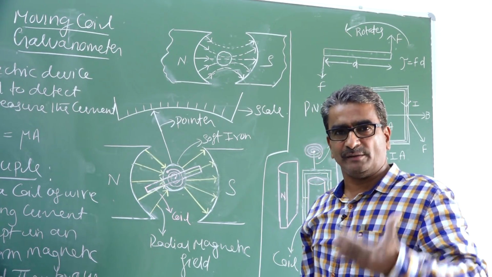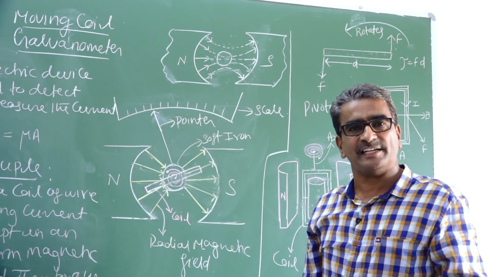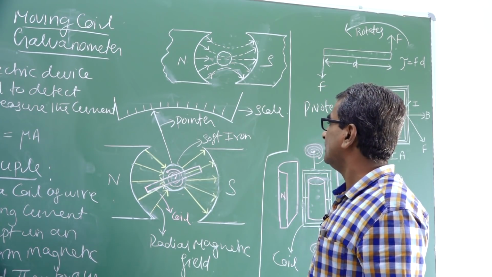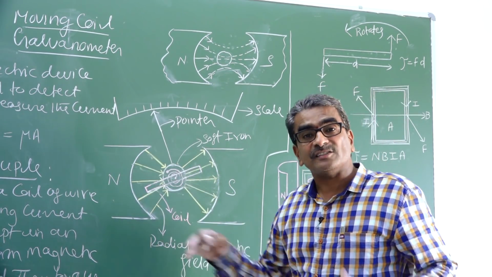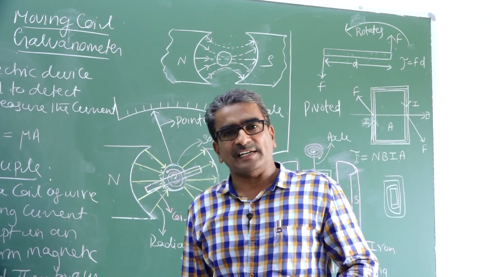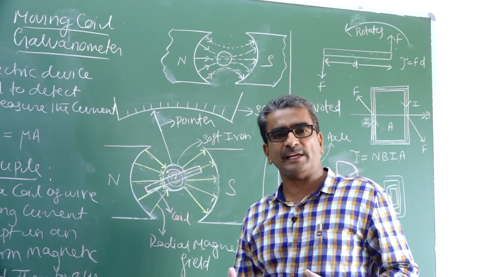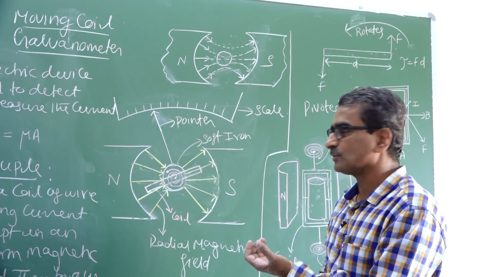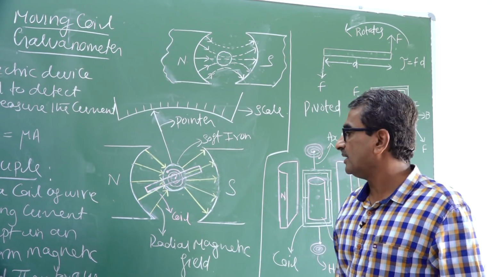So in order to keep the angle theta constant at 90 degrees, which is the angle between the area vector and the magnetic field, a radial field is required. This radial field cannot be produced by making use of bar magnets. It can be produced by making use of curved magnets only, that means concave shaped magnets.